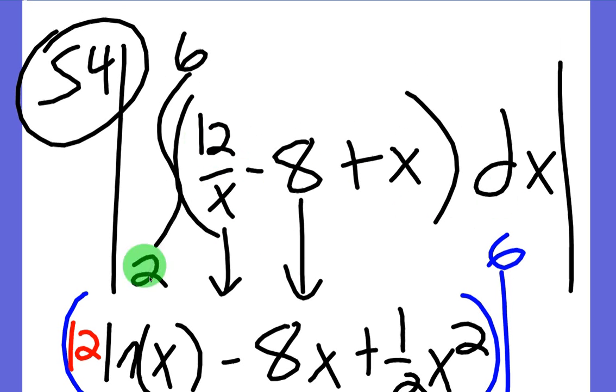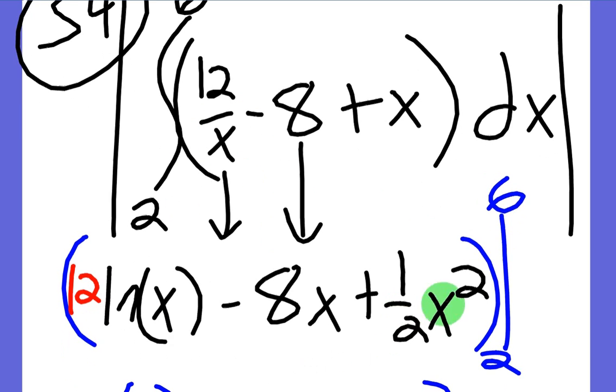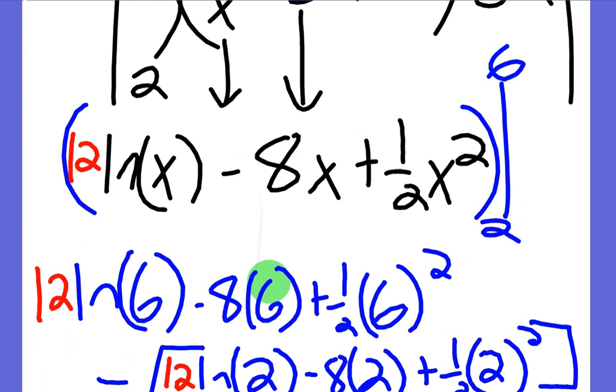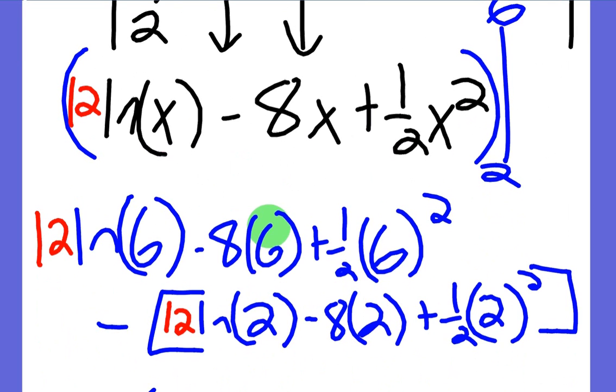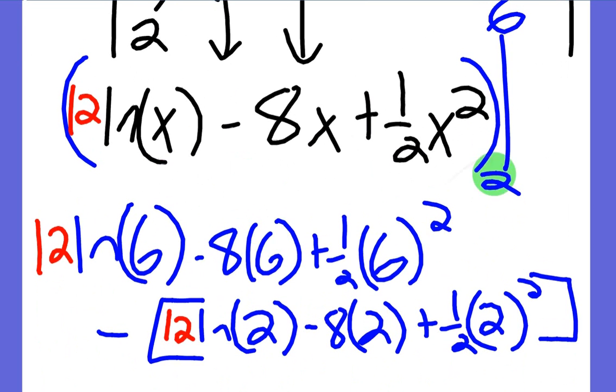So this first one, like I said, is going to become 12 natural log of x. Second one's going to be minus 8x. Third one's going to be plus 1/2 x squared using the reverse power rule. Don't forget your limits of integration. It's going to be going from 2 to 6. Next, you want to plug in your upper and lower limits. So I'm going to plug in 6 right here on this line, then I'm going to plug in 2 on the bottom line. I'm going to put brackets around my lower limit, that way I know to distribute my negative appropriately.